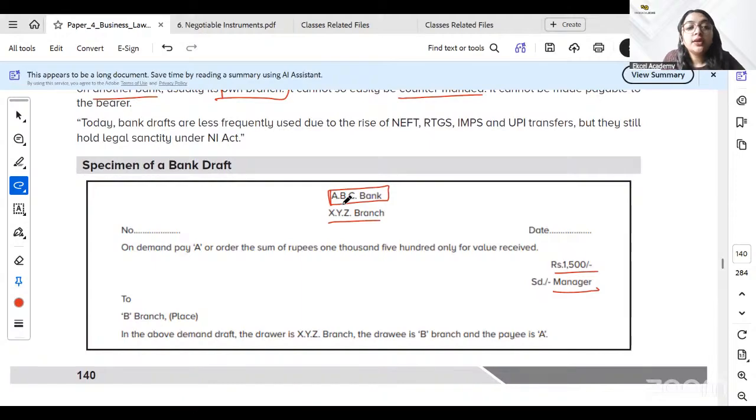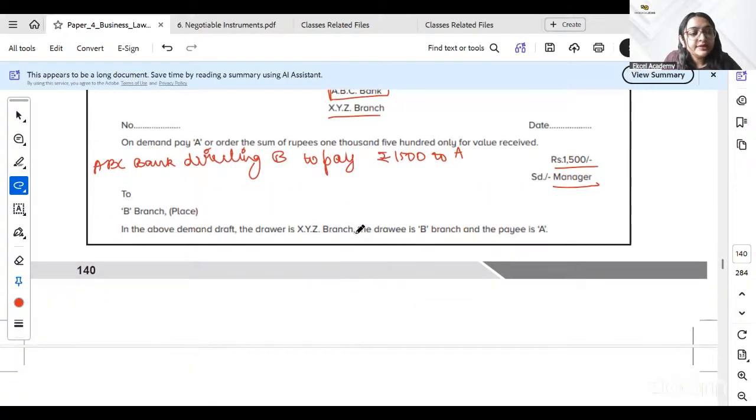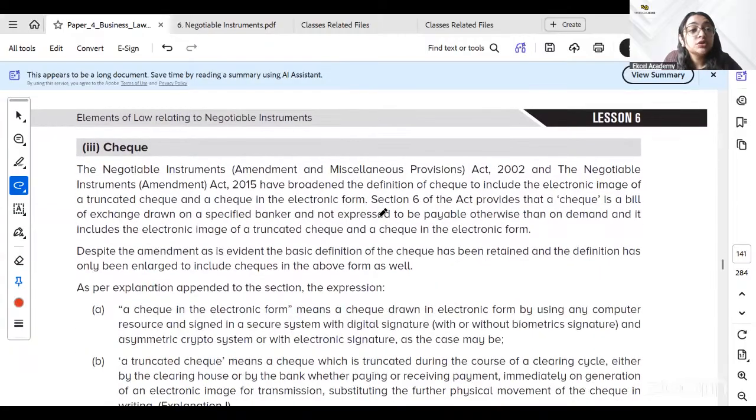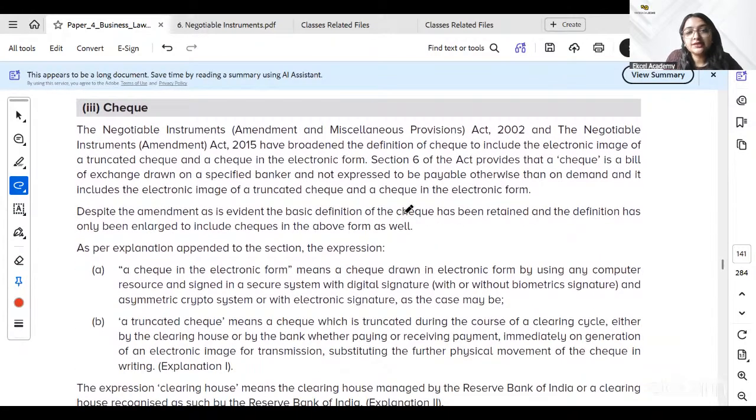So ABC Bank, specifically the XYZ branch, is directing B to pay rupees 1,500 to whom? To A. So 1,500 to A. All right, so I hope you are clear with this. So please refer to your modules wherein you'll get the specimen of all of these negotiable instruments.